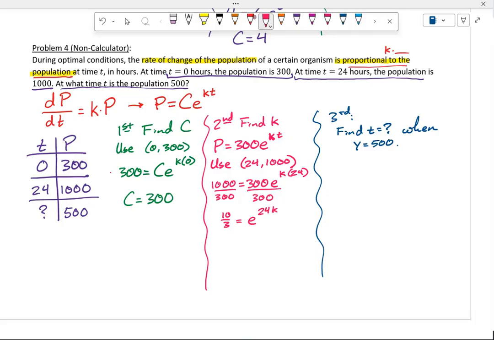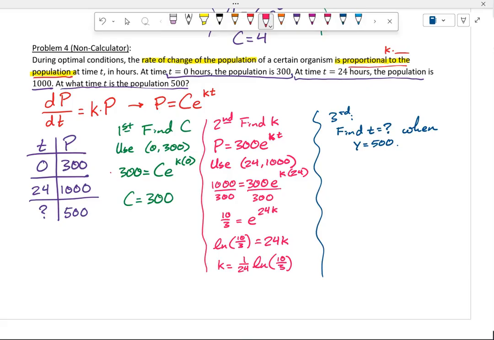All right, what do we do to both sides? Natural log it, so that should give you natural log of 10/3. Cancels out on this side, so I'm just going to go straight to 24k. And so then what do we do next? So k is equal to 1 over 24, natural log of 10/3. You could bring that in as a power and make it a root. You don't need to, though. Just leave it like that.